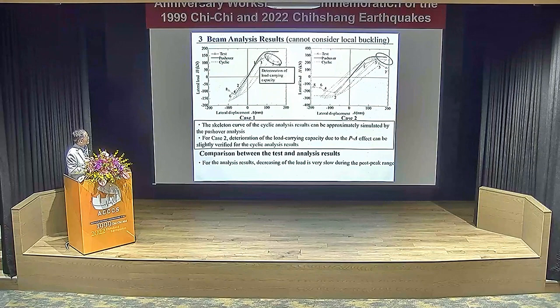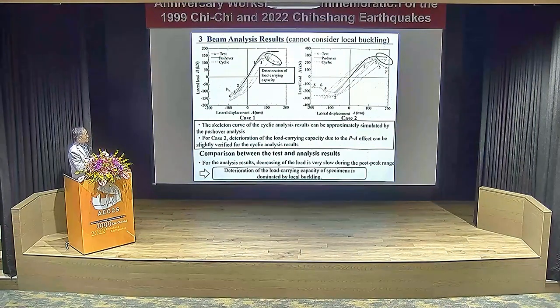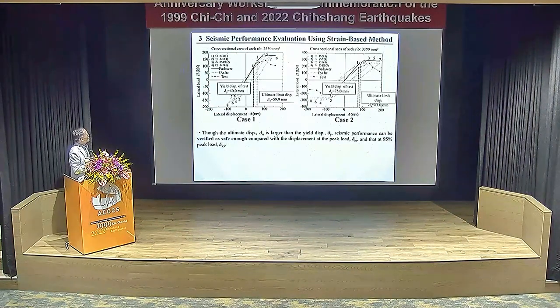And this one is the test results, but we cannot consider this phenomenon. So we can say that the deterioration of load carrier capacity of the systems is mainly dominated by local buckling. But we use the beam elements fiber model, so it is impossible to consider the local buckling. And then we also perform the evaluation.